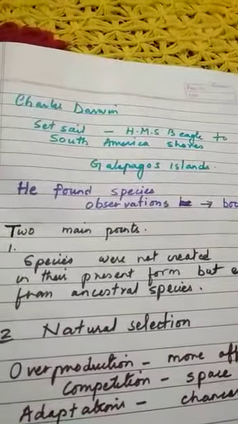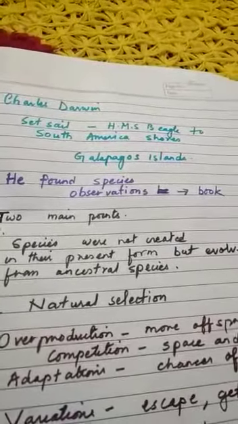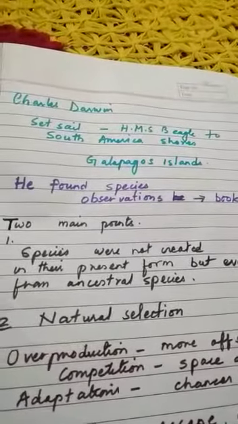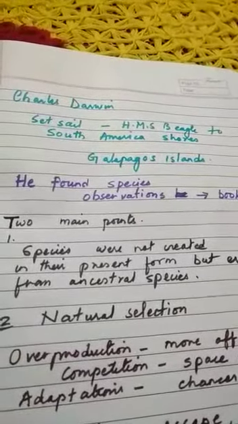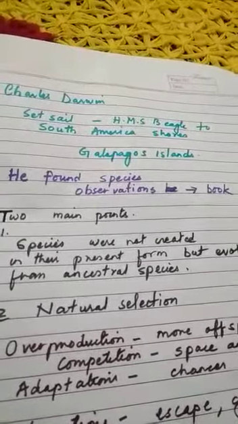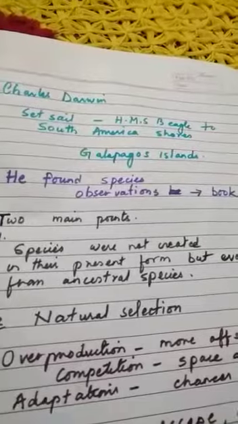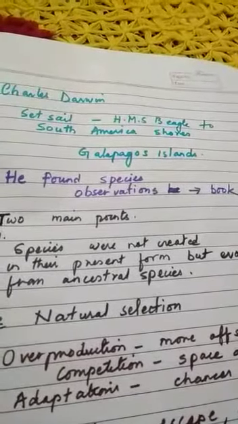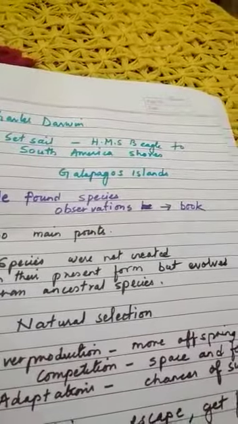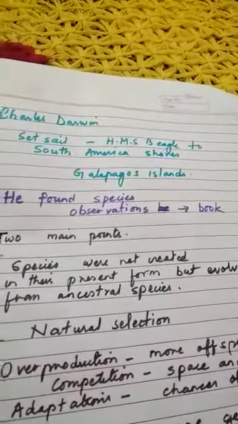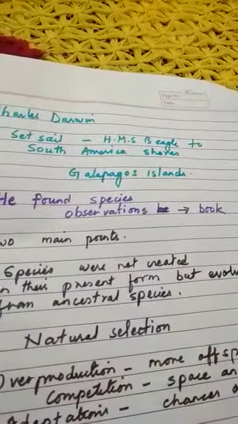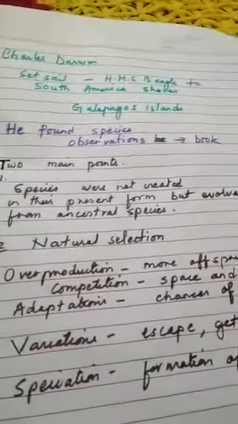Species were not created in their present form but evolved from ancestral species. Okay, and number 2, he found natural selection. All right, once again, species were not created in their present form but evolved from ancestral species. So for natural selection, we just have to understand the basic concept now.